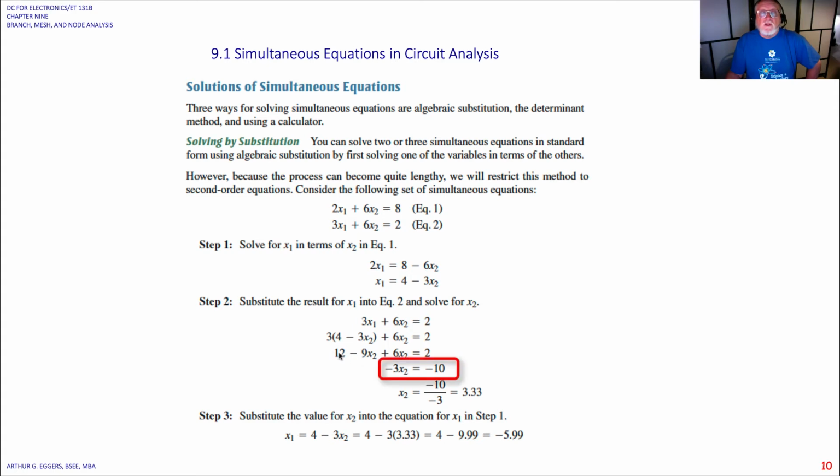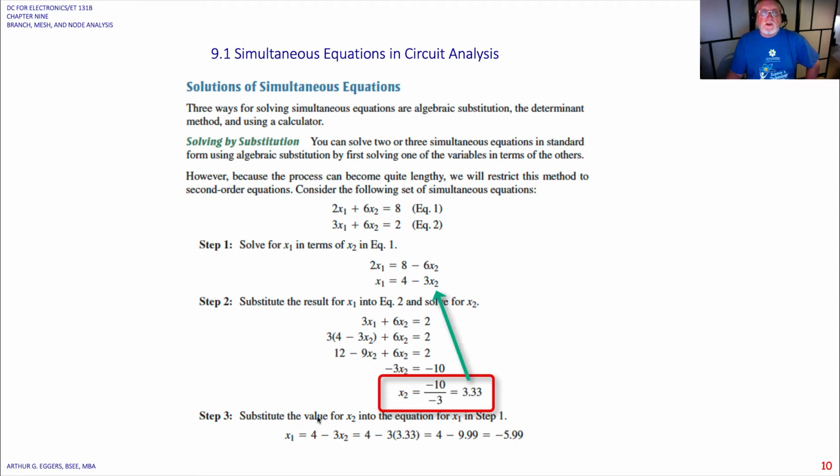So I'm going to move the 12 to the right side of the equation, so I have minus 10, and when I subtract 6x sub 2 from minus 9, I get minus 3x sub 2. So minus 3x sub 2 is equal to minus 10, or x sub 2 then is equal to minus 10 divided by 3. Cancels out the negative signs, I get 3.33.